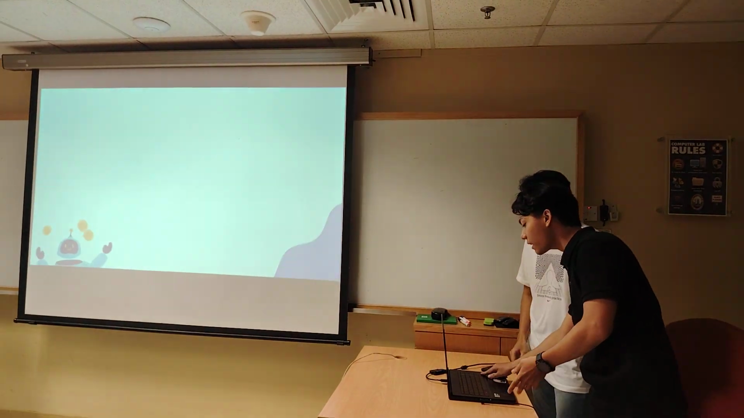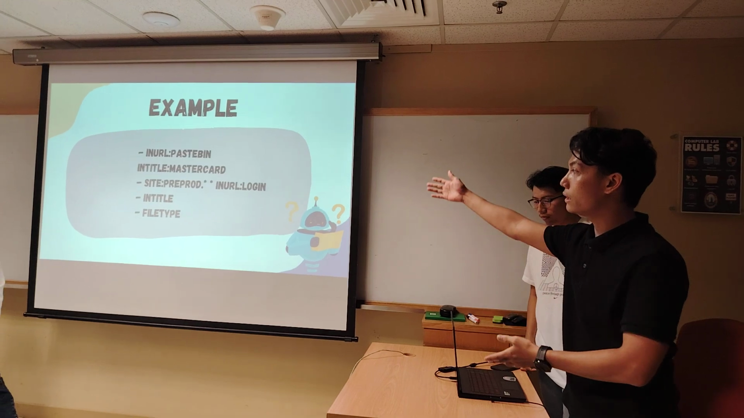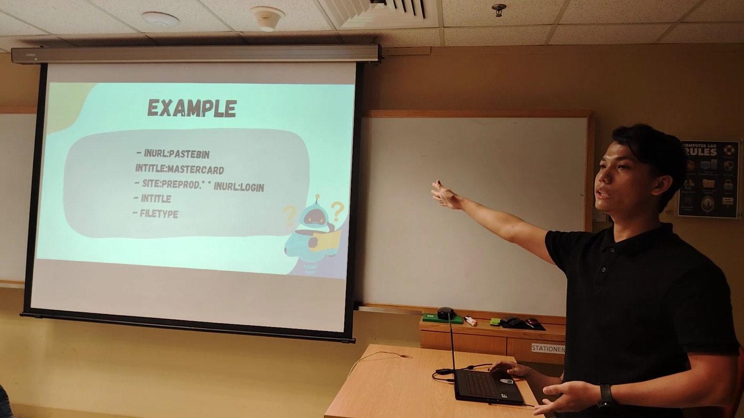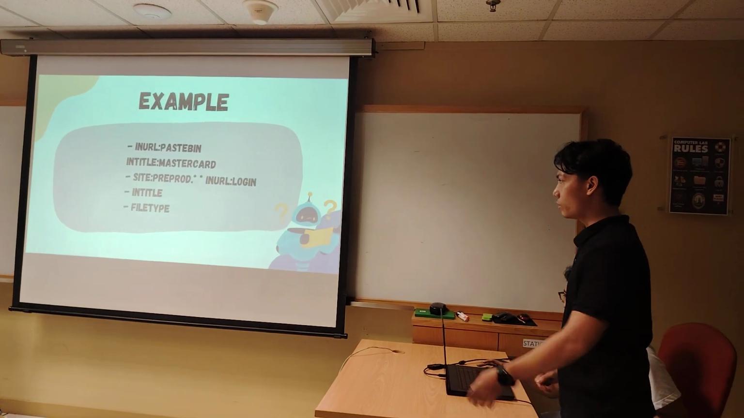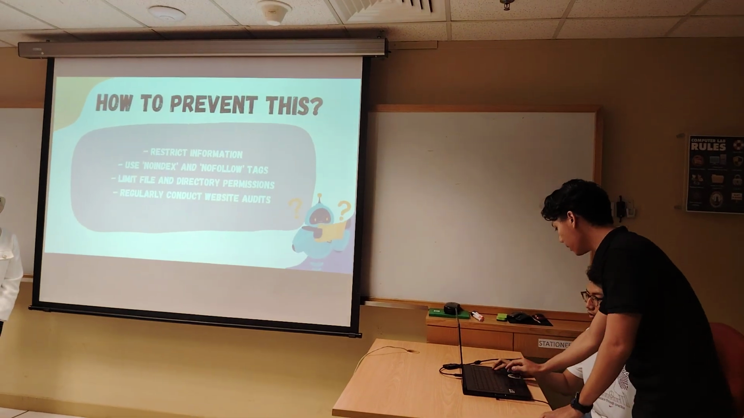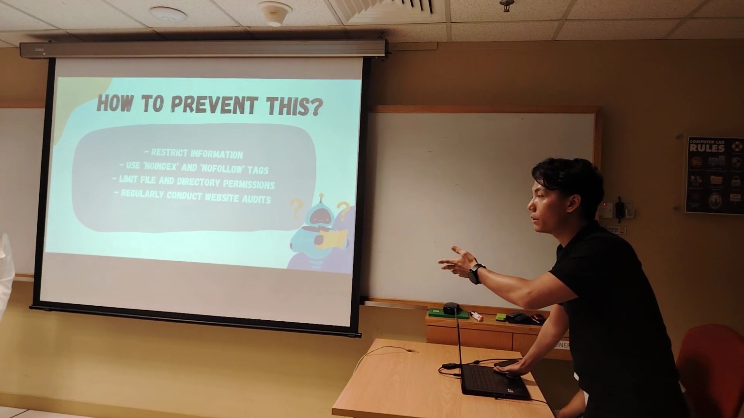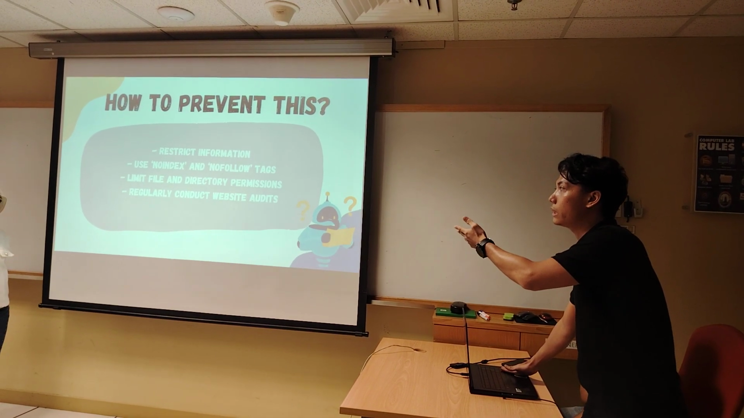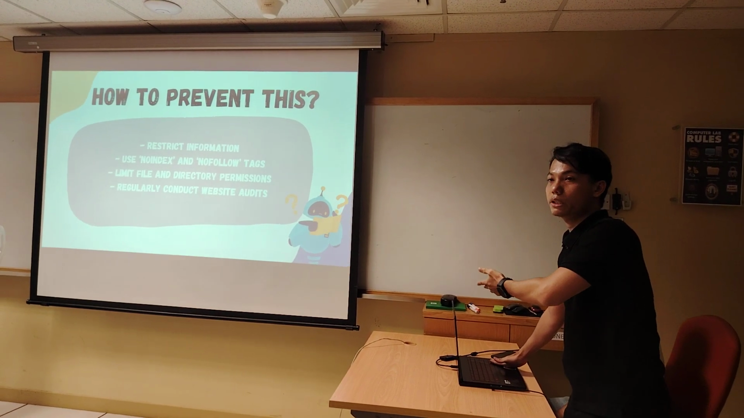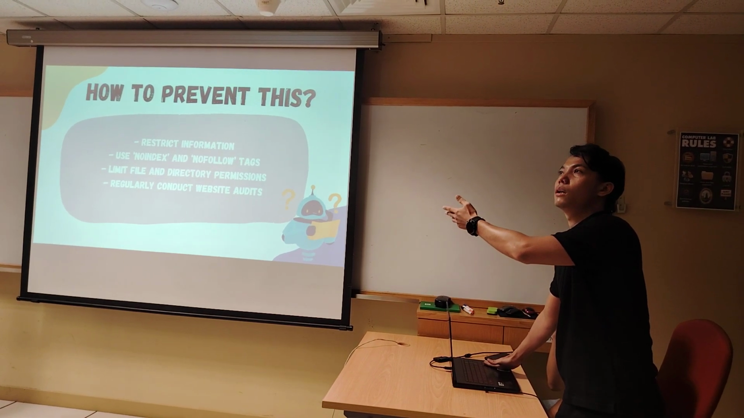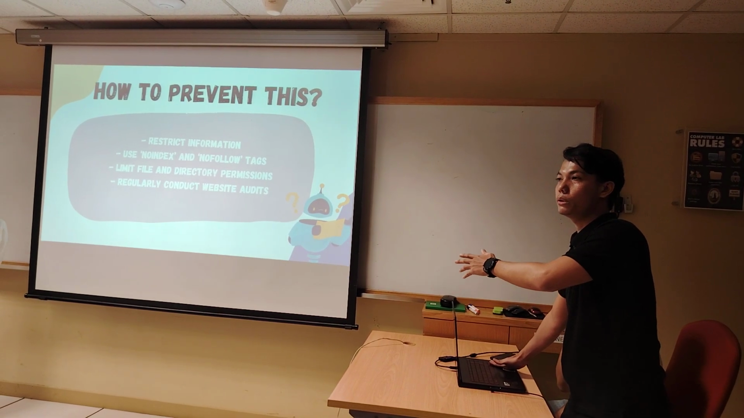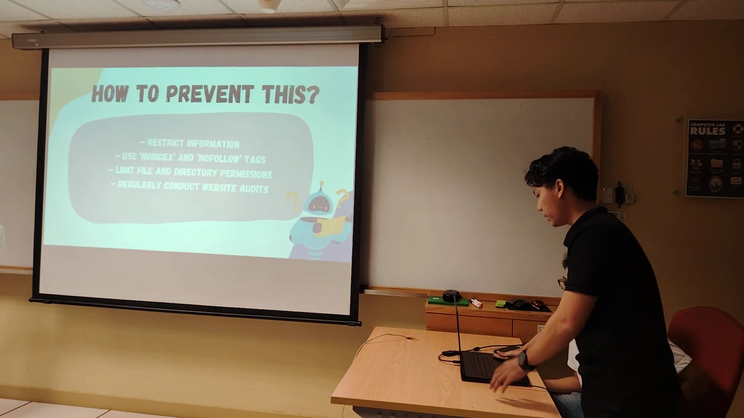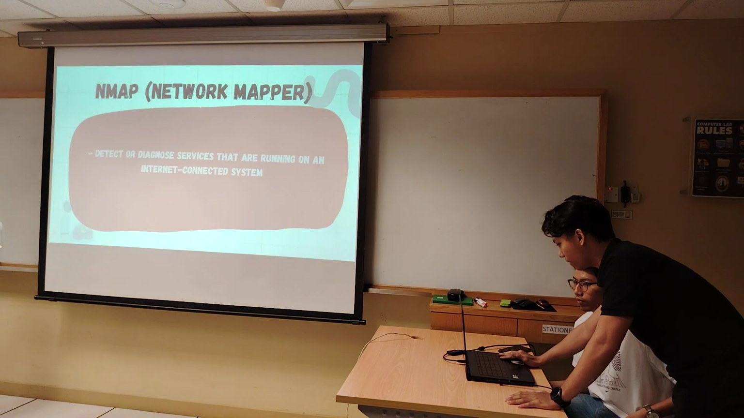So for next, this one is the example. The first and the second are for 2024, and the third and fourth are the older ones, the most common we use. For preventing our data from leaking, restrict information, use noindex and nofollow, limit file and directory permissions, and most of this we use in HTML coding. So when we build a website with PHP and HTML, we need to use this type of coding.